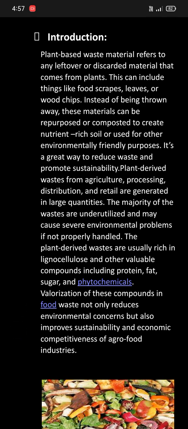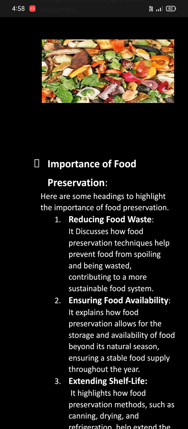The plant-derived wastes are usually rich in lignocellulose and other valuable compounds including proteins, fats, sugar, and phytochemicals. Valorization of these compounds in waste not only reduces environmental concern but also improves sustainability and economic competitiveness of agro-industries.